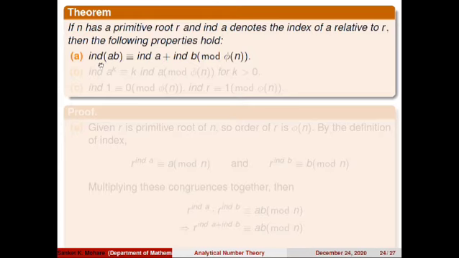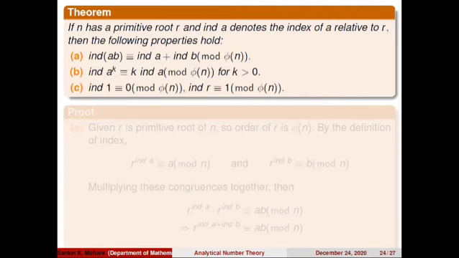First property: index of ab is congruent to index of a plus index of b modulo phi of n. Next property: index of a to the power k is congruent to k times index of a modulo phi of n, for k greater than 0. And last one: index of 1 is congruent to 0 modulo phi of n, and index of r is congruent to 1 modulo phi of n. So these are the properties of indices.